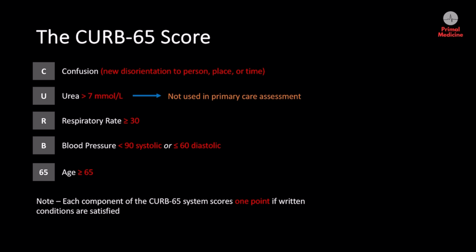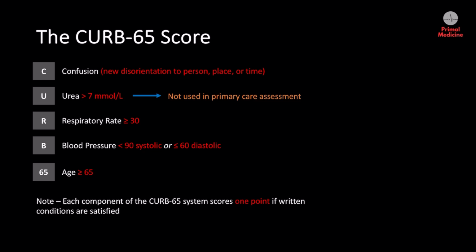Following this, we do urea blood levels, and we can obtain this as part of the urea and electrolytes blood test, and any level greater than 7 millimoles per litre will score 1 point for urea. The important thing to remember is we don't normally use urea in primary care assessment because of lack of availability of doing urea levels in the community.